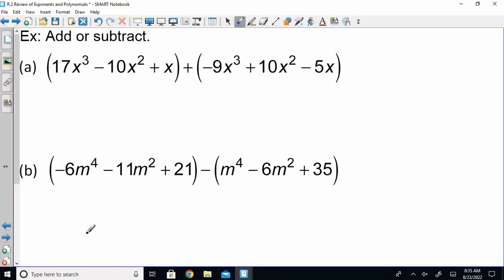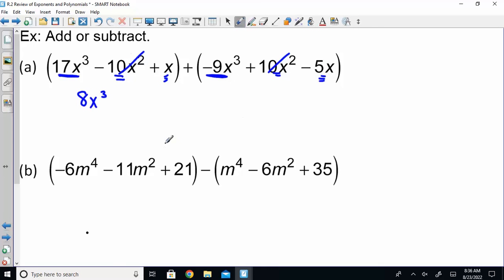So how do you add polynomials? Like terms. So we have a 17x to the third, so it's a like term with the negative 9x to the third. When you add those, you just add the coefficients. The variable part doesn't change. So 17 and negative 9 gives me 8x cubed. We got 2. That's for x squared. Negative 10x squared and positive 10x squared. Yeah, those cancel out.